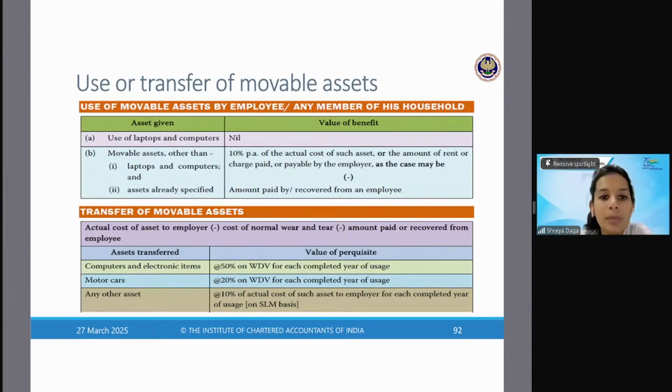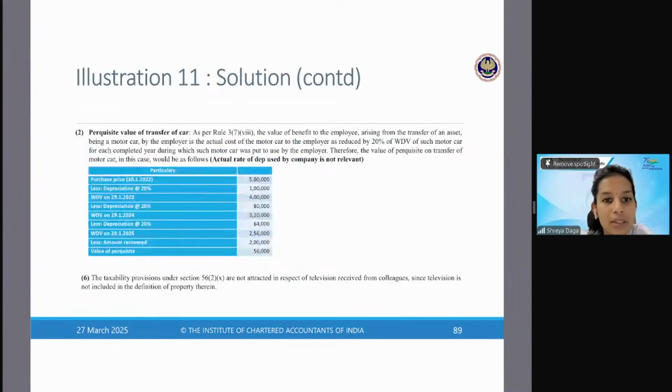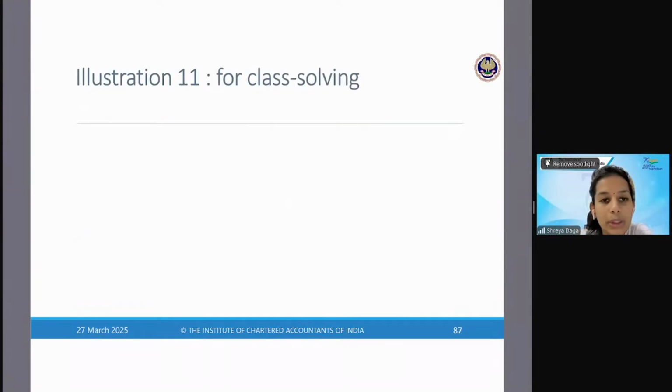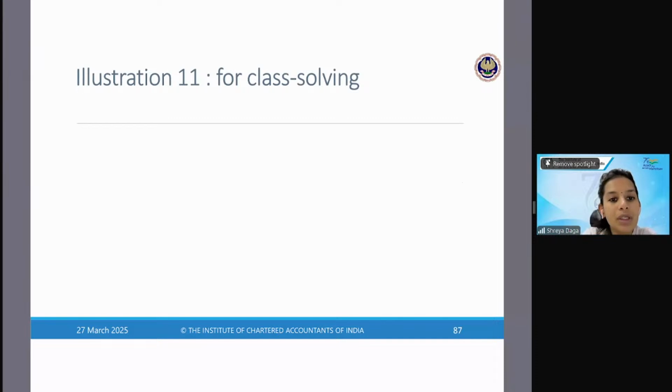So now let's go back to illustration 11. I should have placed illustration 11 after this. So we were already somewhere. We had calculated basic, we had calculated DA, and we had calculated gift voucher. Those things we had already calculated, and then we were going to go to motor car. We will only do the sum and then we'll close the class for today.